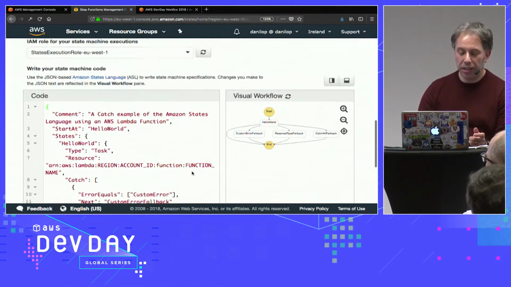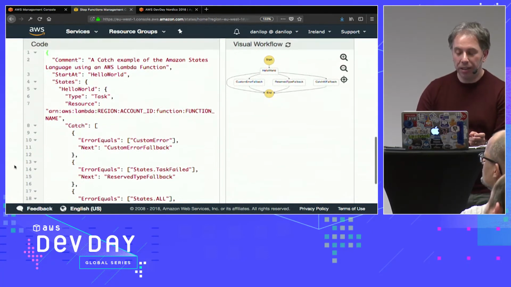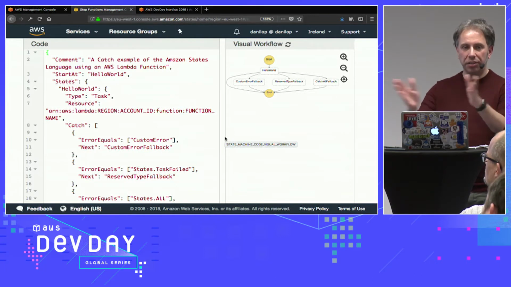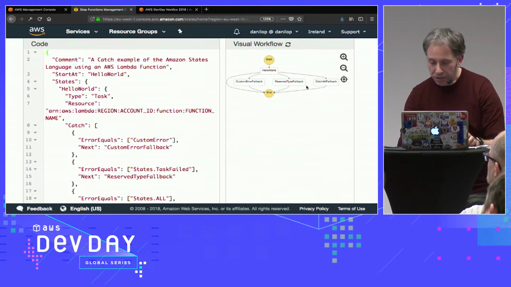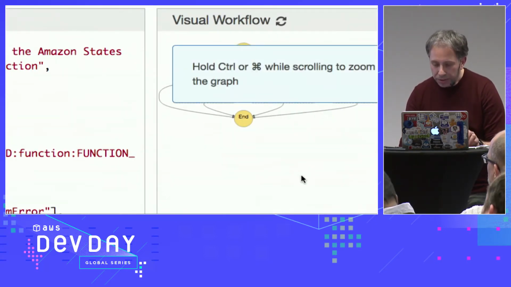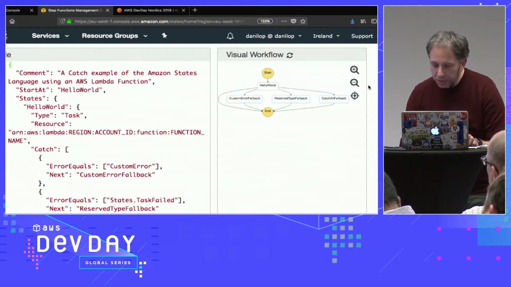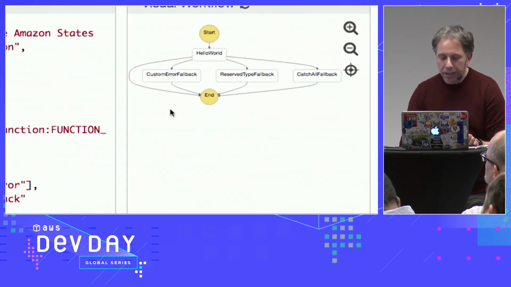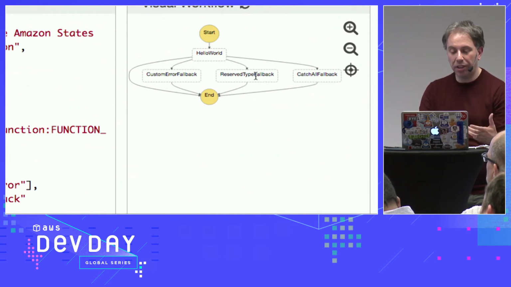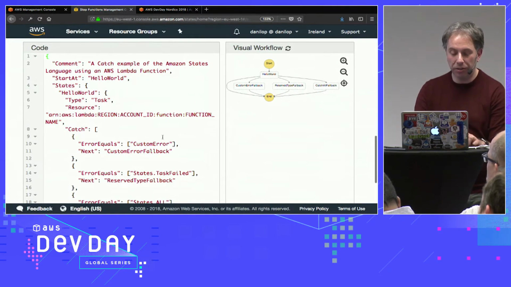Catch failure is similar to retry, but it adds the possibility to catch an error, and depending on the error, go to different states. It's not really visible, but the idea here is that I have a hello world state, and then depending on the error, I go to different tasks. The custom error fallback will manage a certain error. The reserved type fallback will manage a different error, and then I have a catch all that will catch all the other errors.